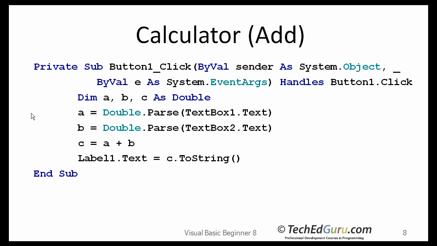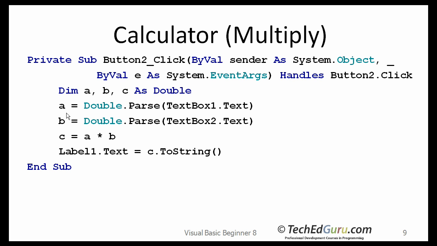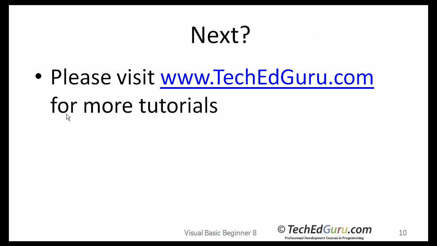In case you missed the code, this is what the code looks like. Remember again, whenever you double click on the button, the event procedure, sub button 1 underscore click, etc. will be given to you. All you need to do is to write the code within it. Don't modify the event procedure that is already given to you. Here is the one for the multiply button. So this one was the last tutorial in this series.